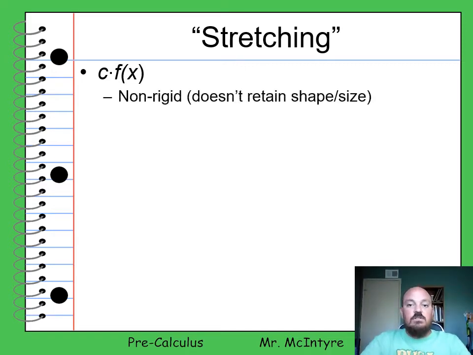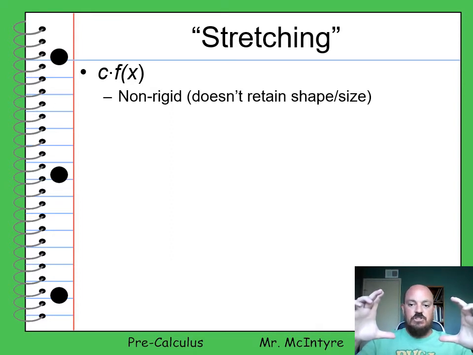Now this is what's called a non-rigid transformation. It's the only one that we've learned so far that is non-rigid. Now rigid means like concrete or stone. It is what it is and it doesn't change. Non-rigid means soft, stretchy. It does change. And that makes this the hardest transformation.